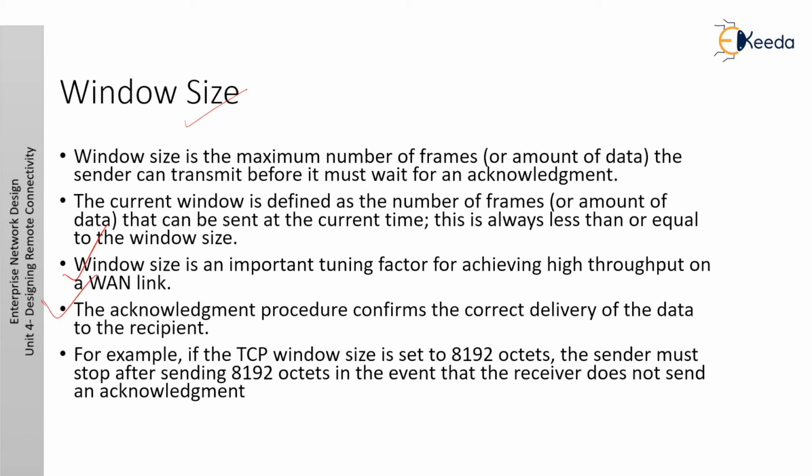The acknowledgement procedure confirms the correct delivery of data. So whenever we are talking about windowing, windowing is based on two-way handshaking or three-way handshaking. So acknowledgement is a must. If we send the data, you must need the acknowledgement for the data. So this correct delivery of data to the recipient is very important. If the TCP window size is set to 8192 octets, the sender must stop after sending 8192 octets in the event that the receiver does not send an acknowledgement.